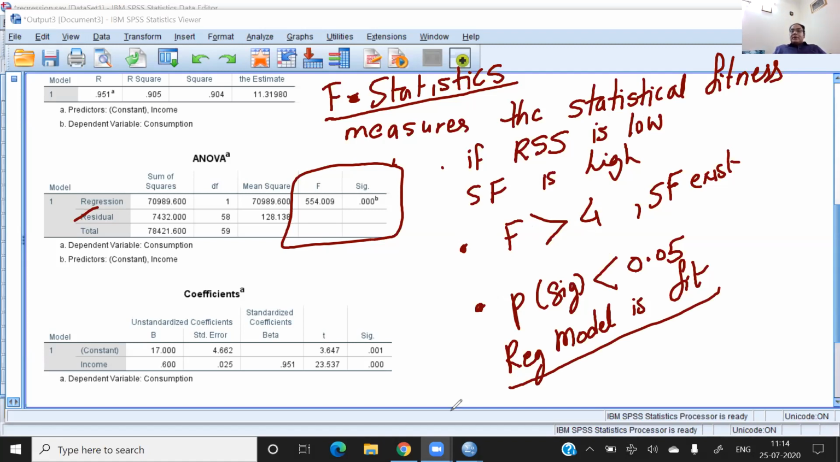Okay, so I hope now you have clarity on the F statistic and the RSS and all? So please tell me, so that I can move to the next table, the coefficient table.